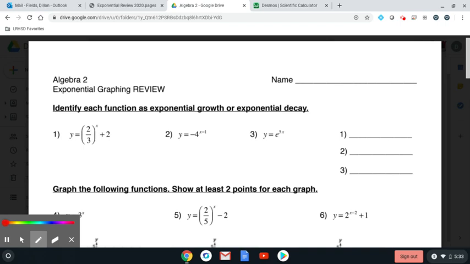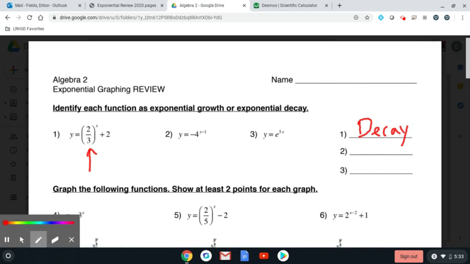So on the first three problems, all you guys have to do is looking at the function, state whether it's exponential growth or an exponential decay. So when we look at problems like number one, remember, anytime that we're looking at a normal exponential function, you just look at the base number. And if that base number is in between 0 and 1, that means that this would be a decay function.